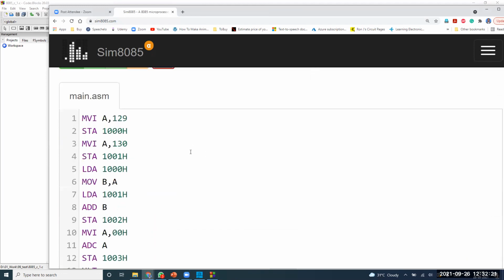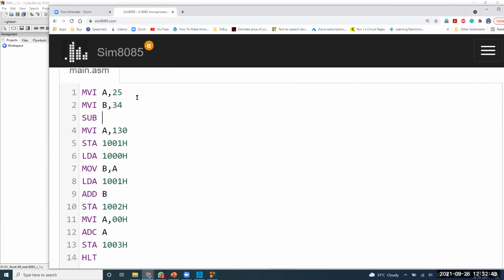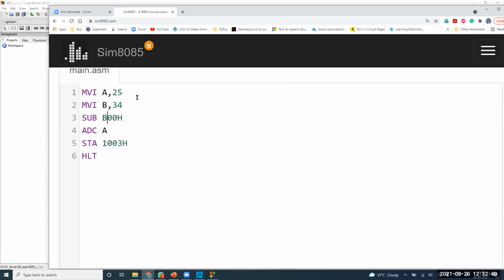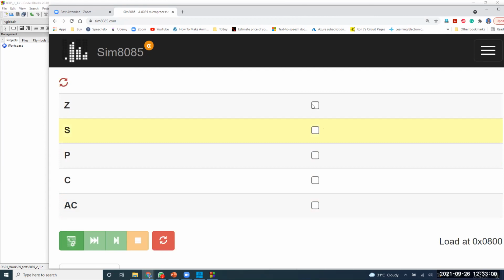Now I say move immediate A, 25. Stored at 1000. I don't want to store anywhere. Now move immediate B, 34. Sub B. HLT. Now the borrow flag is not set and the sign is not set. Everything is clear. Now let us see that.